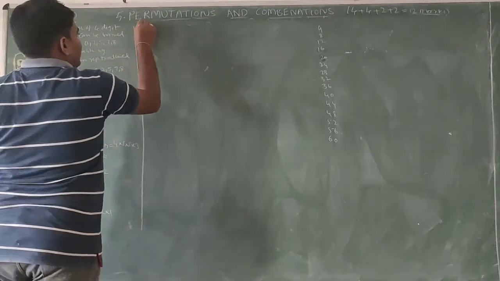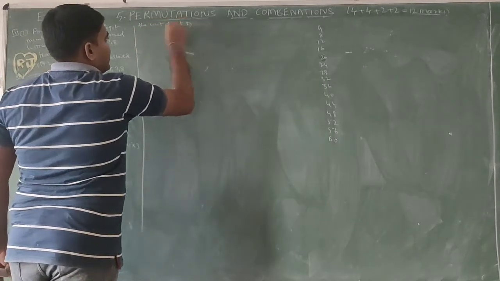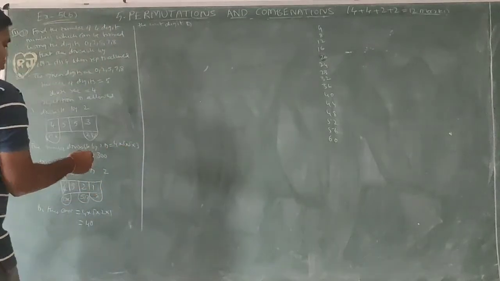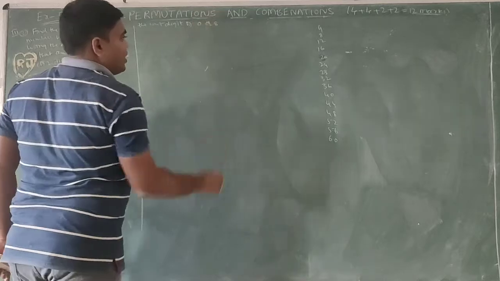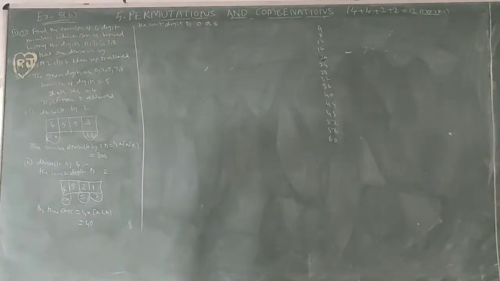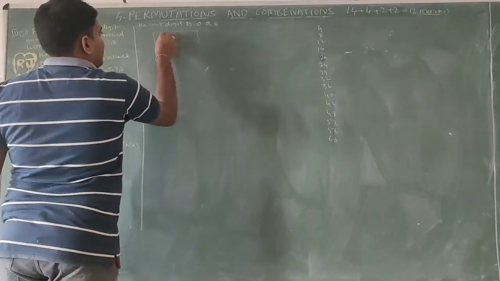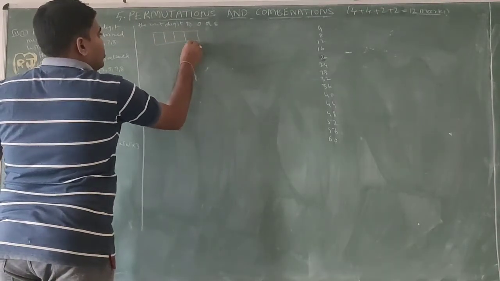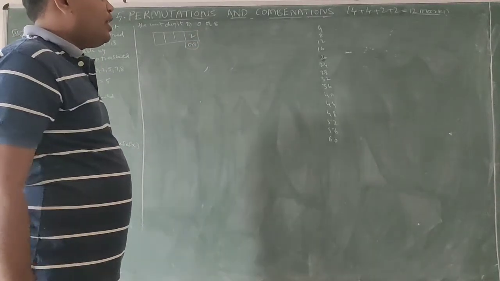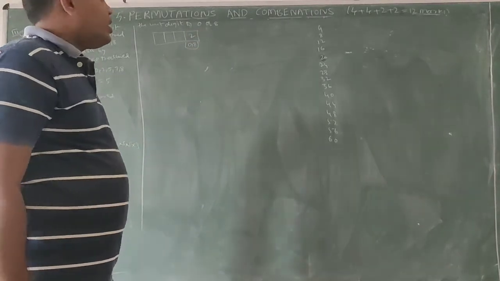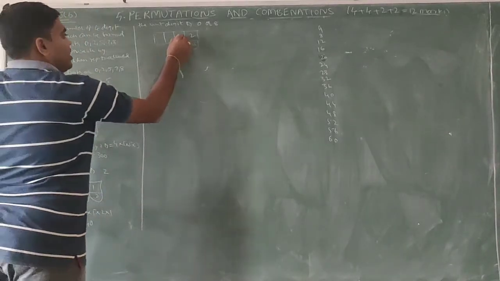The unit digit is what? 0 or 8. So if it is 0 or 8, how many choices? 2 choices. Before 0 and before 8, it should be an even number. So what are the even digits? 2, 0, 8, 3. Even.